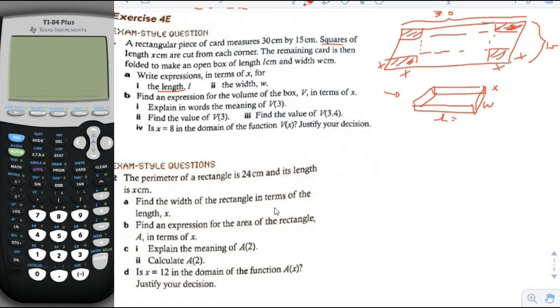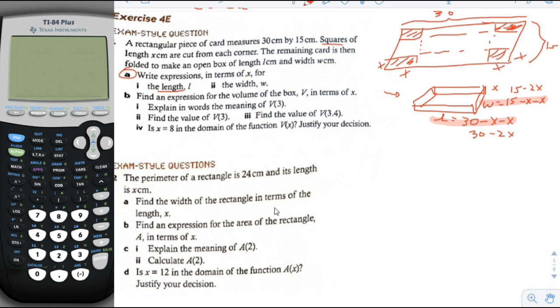Well, L was originally 30, but it's not 30 anymore because they folded up the two sides that are both x long. So it's 30 minus x minus x, correct? What about the width? The width is similar. It started out with 15, but then we folded up two sides, each measuring x, so it's 15 minus x minus x. So those are our two expressions for length and width, okay? And we could simplify that a little bit. We could write 30 minus 2x, and we could write 15 minus 2x. So that was A.